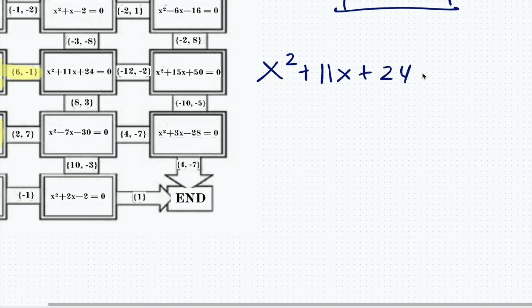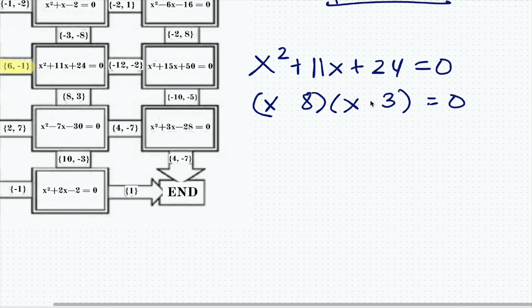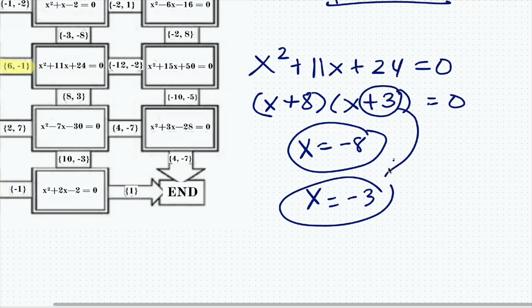So we have x squared plus 11x plus 24 equals 0. So we have to factor them. X times x, the two numbers are, I think, 8 and 3. Okay, positive 8 and positive 3. 8 times 3 is 24. 8 plus 3 is 11. So the answer would be x equals negative 8, x equals negative 3. As you can see, I just changed the sign of each one. The 8 became negative 8, and the 3 became negative 3. Okay, so this is our answer.